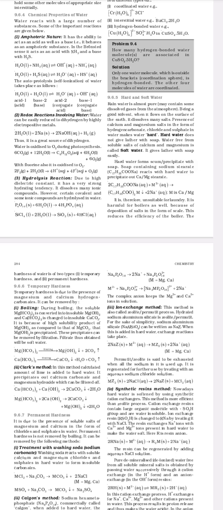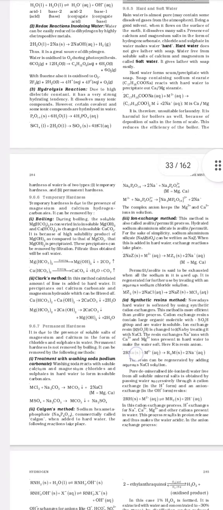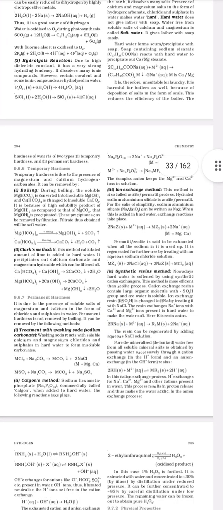It is therefore unsuitable for laundry. It is harmful for boilers as well, because of the deposition of salts in the form of scale, which reduces the efficiency of the boiler. The hardness of water is of two types. First is temporary hardness and second is permanent hardness.